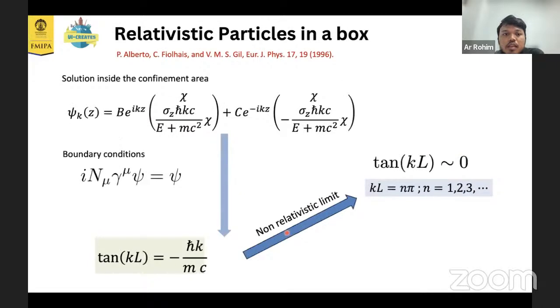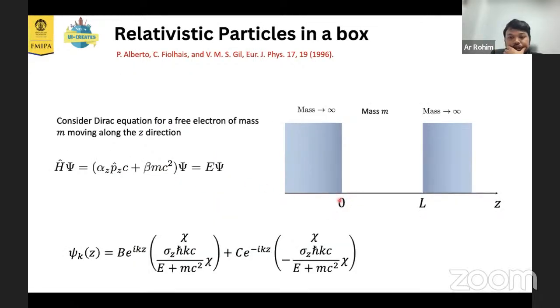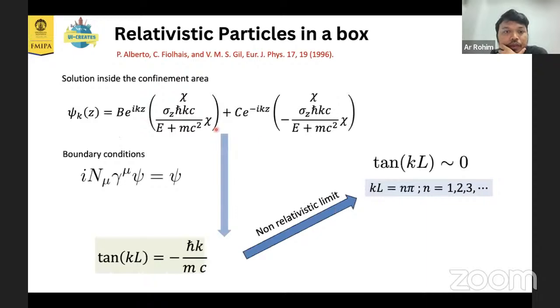Okay, and then the solutions should satisfy the boundary conditions at two points. The first point is at z equals 0, and the second point is at z equals L. Then if you impose this boundary condition on the solutions at z equals 0 and at z equals L, you will find that the momentum is discretized and satisfies these conditions.